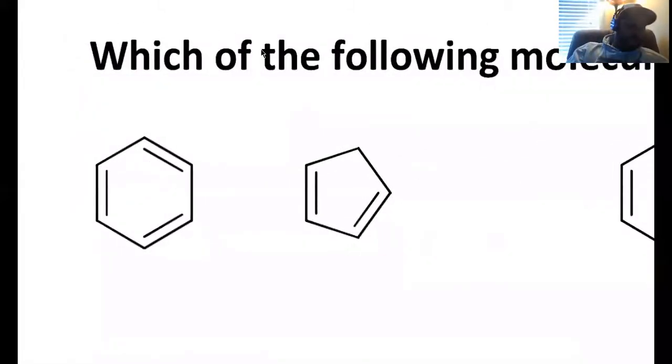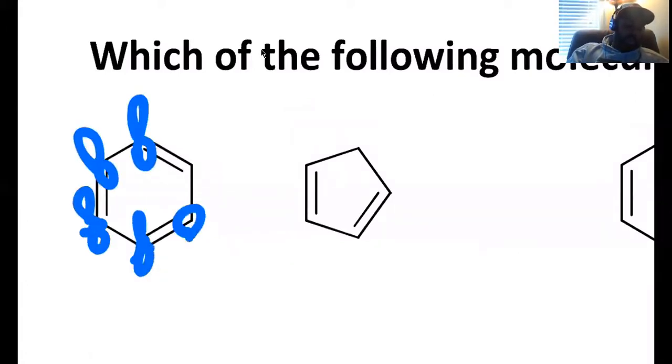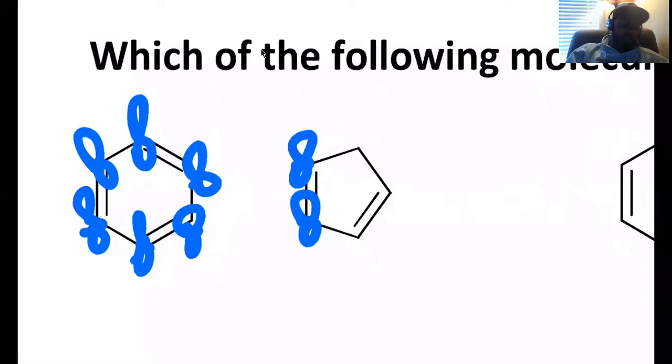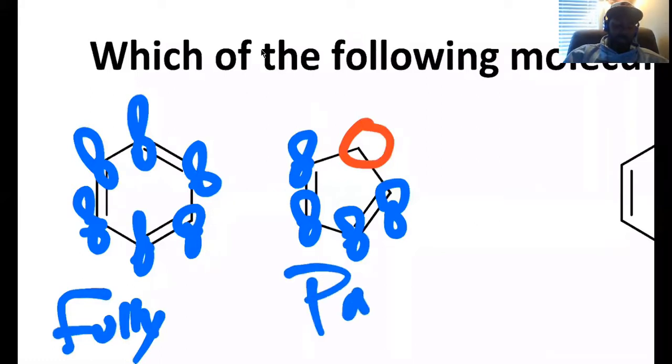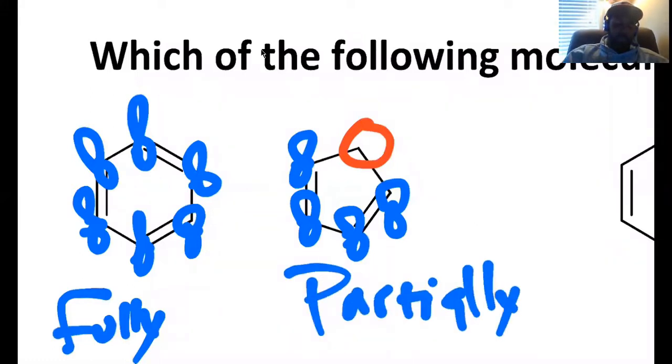On this benzene ring, everywhere there's a double bond, there's a p orbital on each carbon. And then over here, it's the same. However, the difference is on this front carbon right here, that's not a p orbital. So this is still conjugated, it's just partially. So this is fully, and then this is partially. Right, but they're both conjugated.